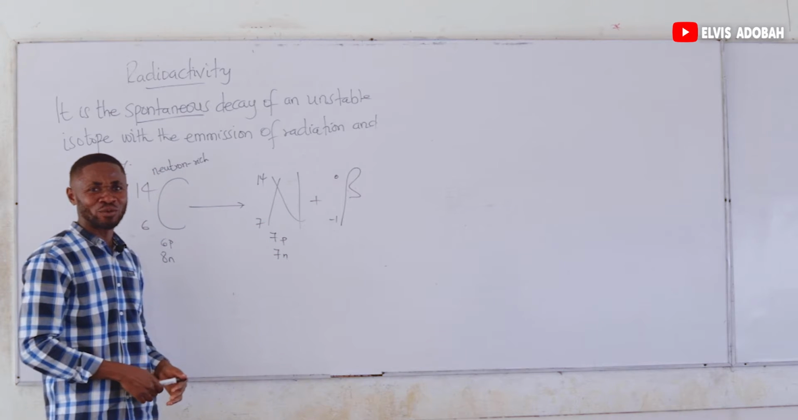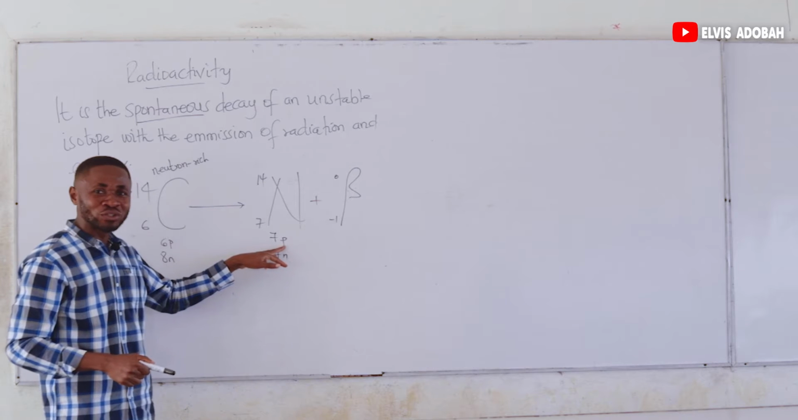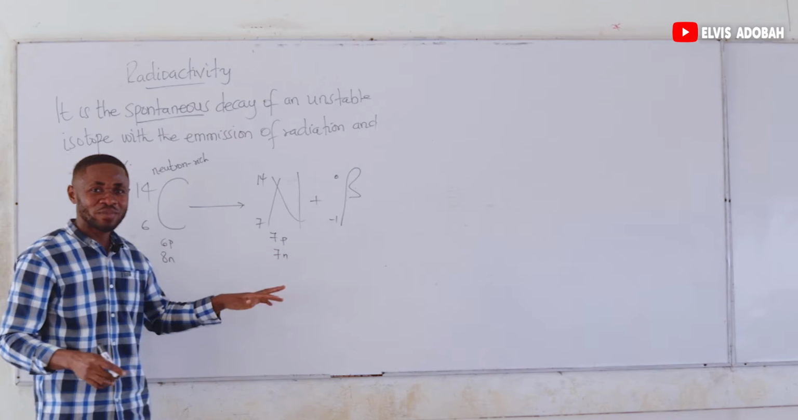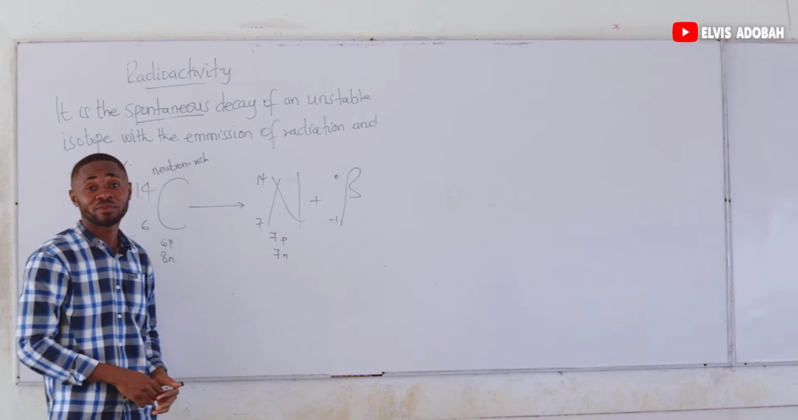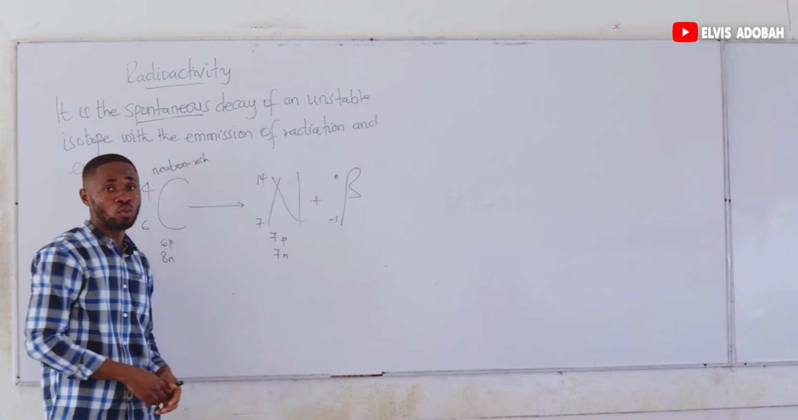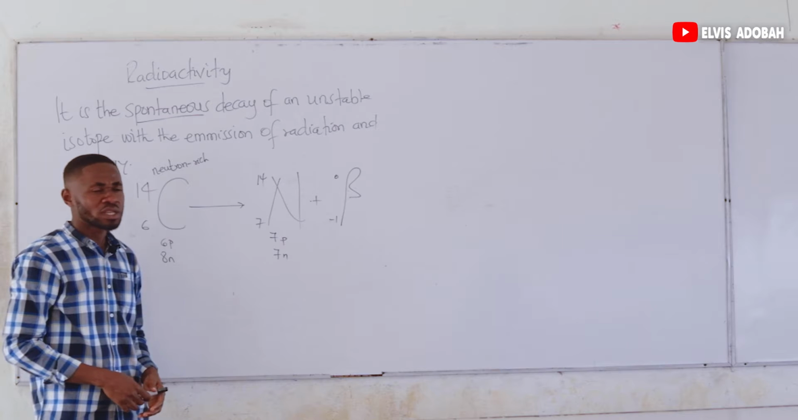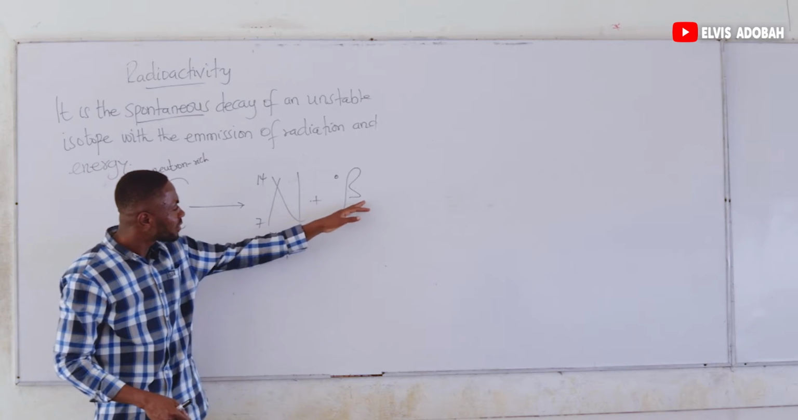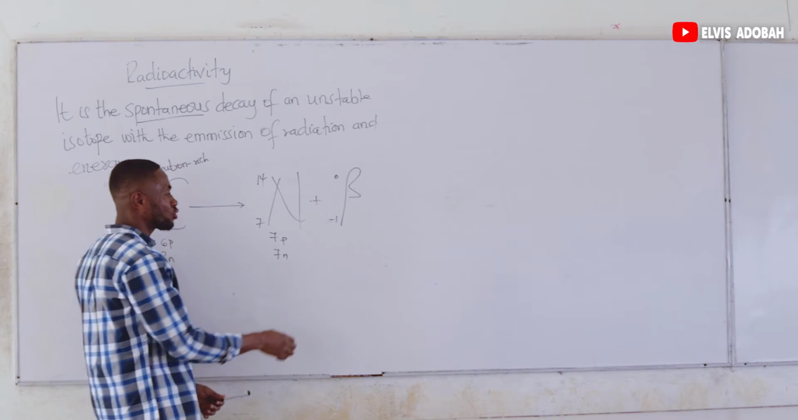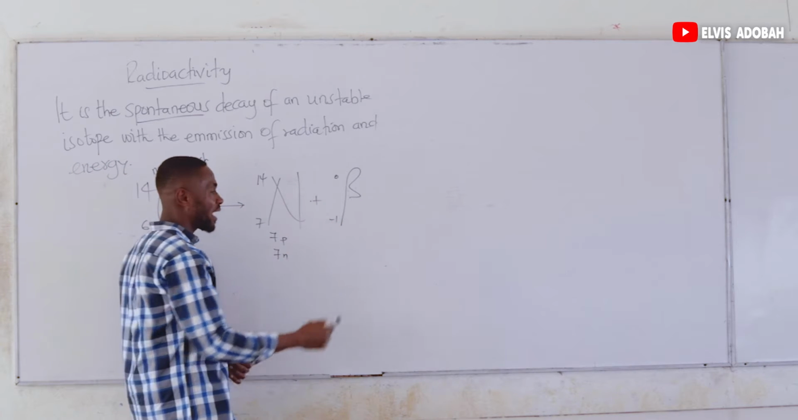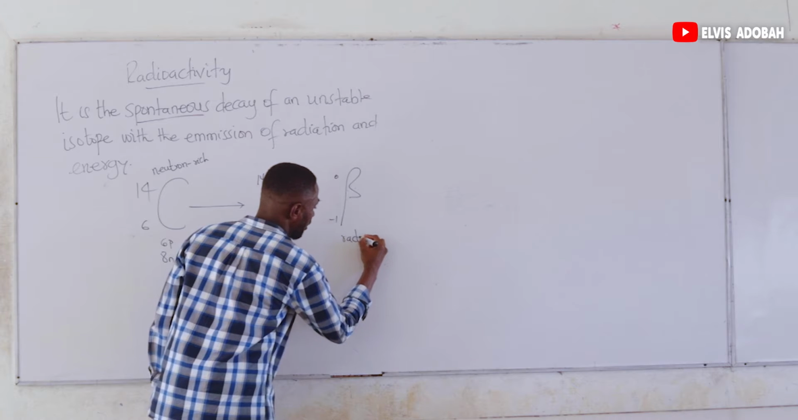Why do we say it is stable? Remember, when the number of protons is equal to the number of neutrons, the isotope is usually stable. And that is what we are seeing here. So this isotope is stable. Then we can see something attached to it. This is called a beta particle, and this is what we call our radiation.